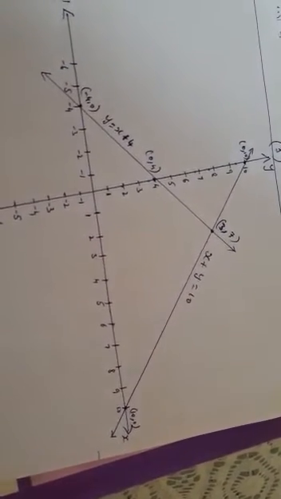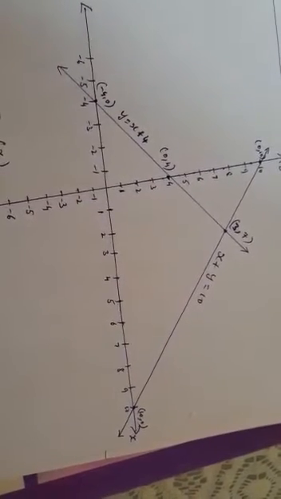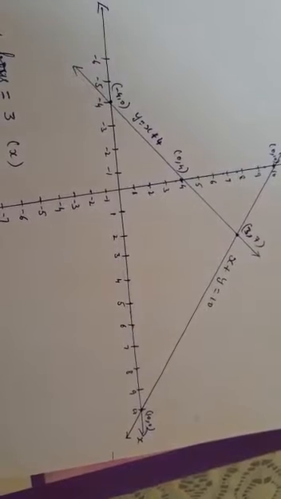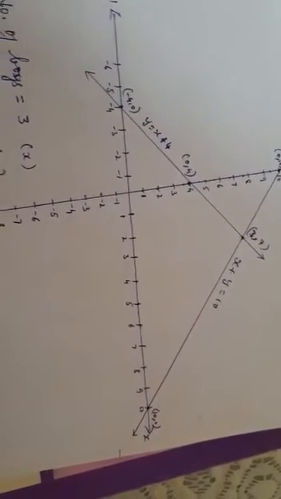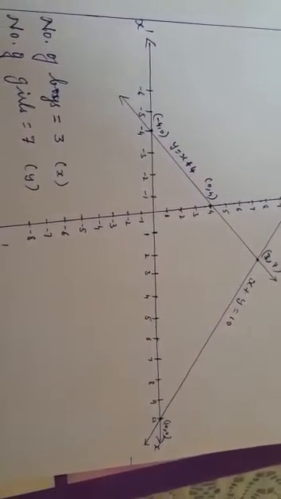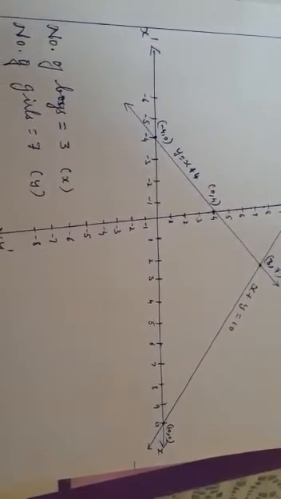Now these two lines intersect at one point, that is 3, 7. So these are intersecting lines and it has a unique solution. Now we have assumed boys to be x and girls to be y. So number of boys is 3 and number of girls is 7. The next problem is for homework.